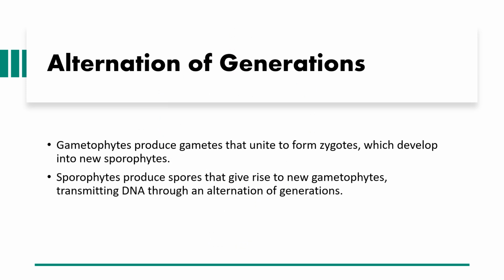So alternation of generations is this alternation between a gametophyte and a sporophyte. The gametophyte is going to be haploid, the sporophyte is going to be diploid. So gametophytes produce gametes that unite to form zygotes, which develop into new sporophytes. The sporophyte then produces spores that give rise to new gametophytes. Okay, and so we have this transmitting of DNA through these alternation of generations in this haploid-diploid alternation.